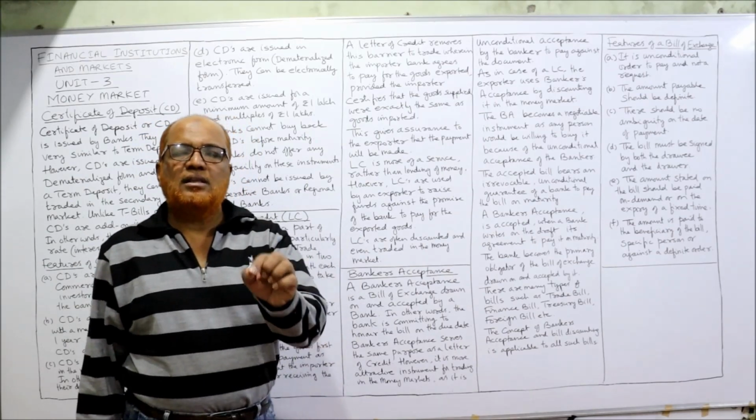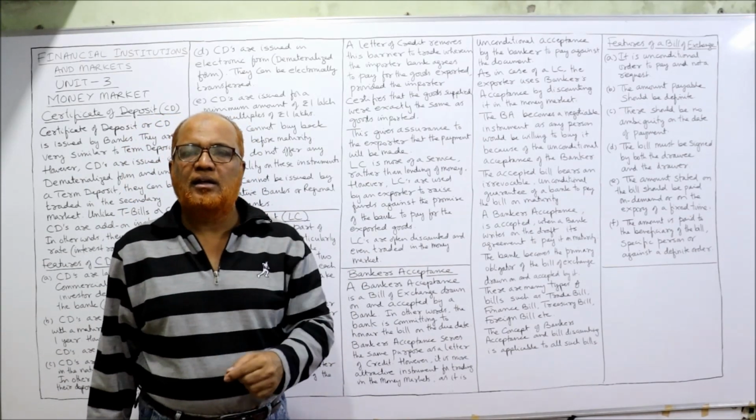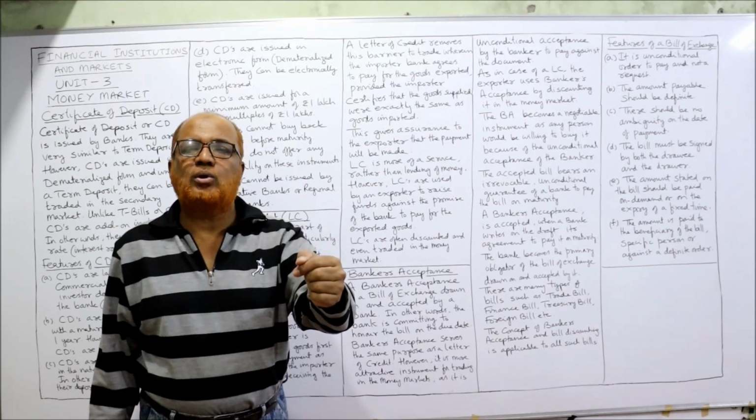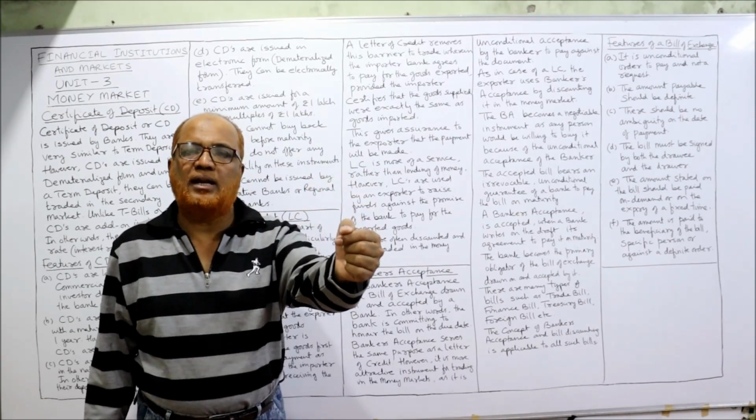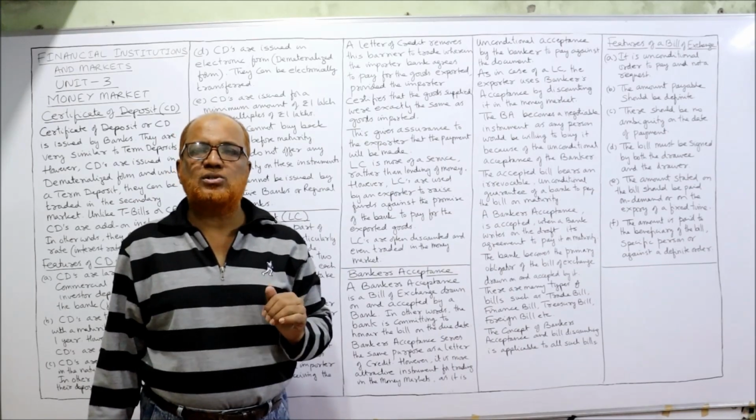So once the banker has accepted the bill, it is declaring that I will pay the amount of the bill on that particular date to that particular person. So it is simply acceptance of the banker.